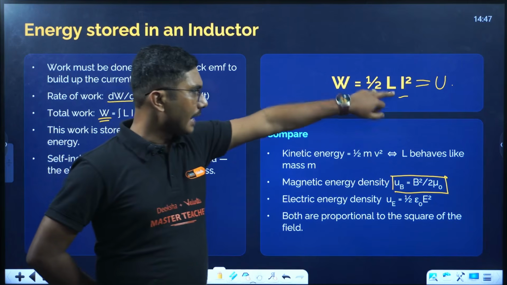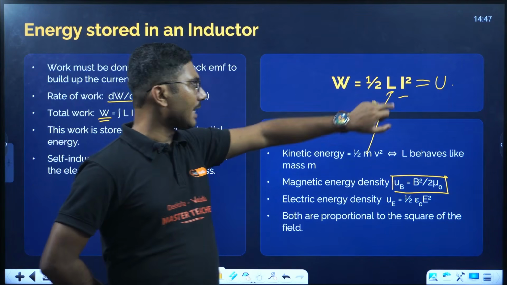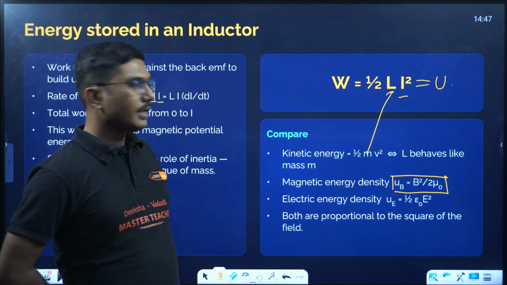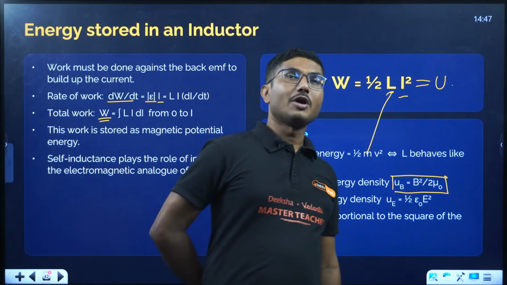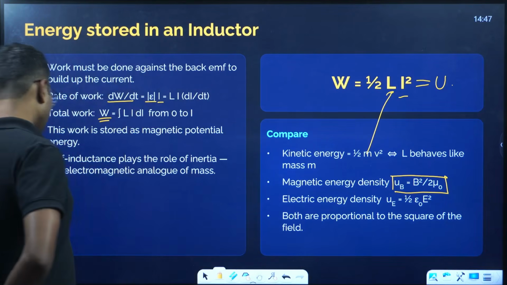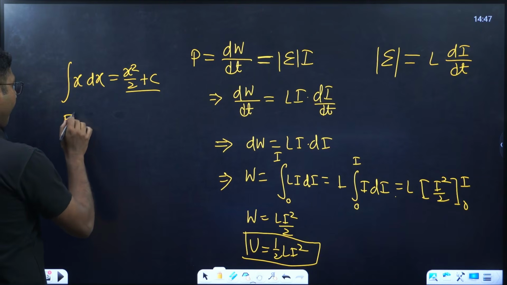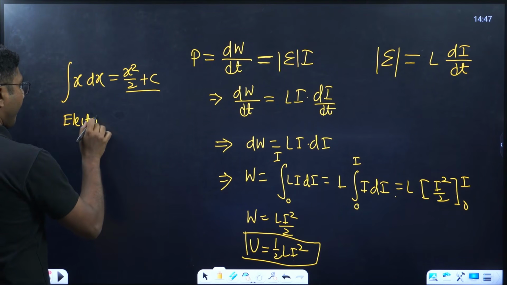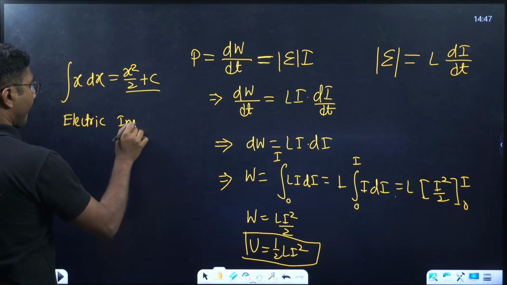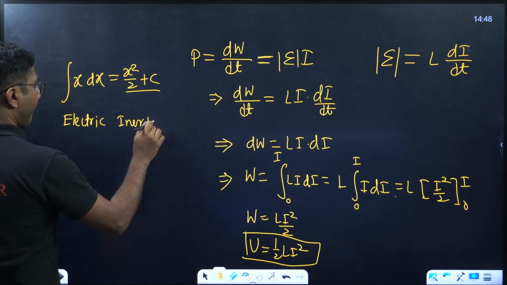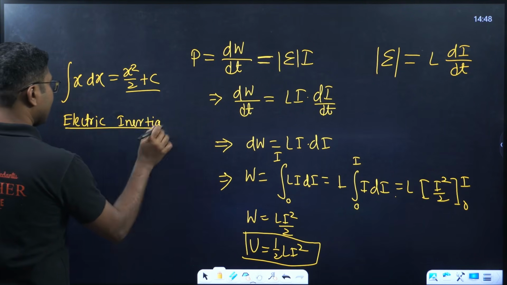The direct comparison says that L is actually like a mass. That's why it is called electric inertia. It is called electric inertia. What is that electric inertia?